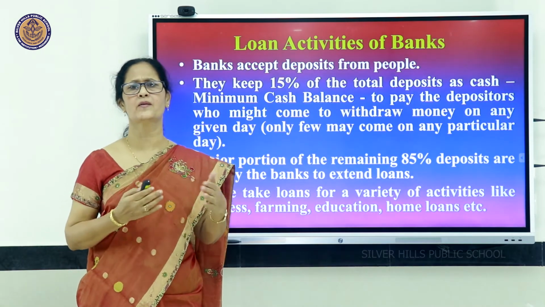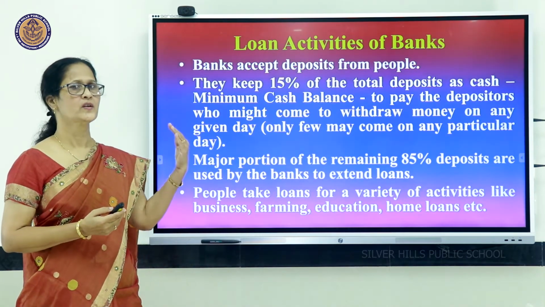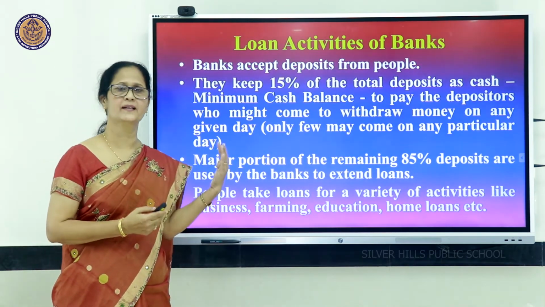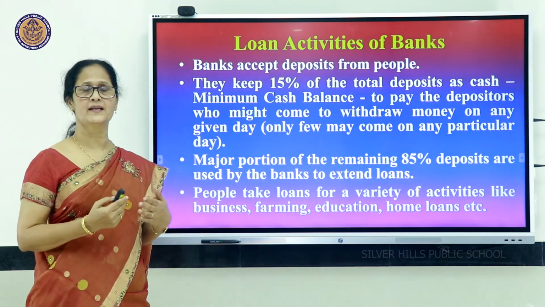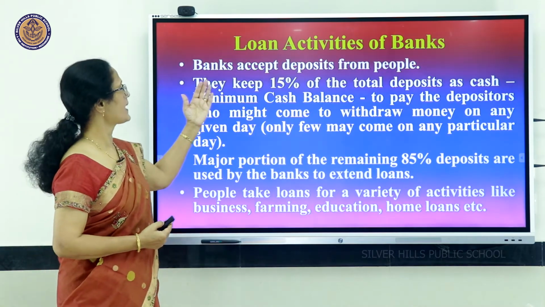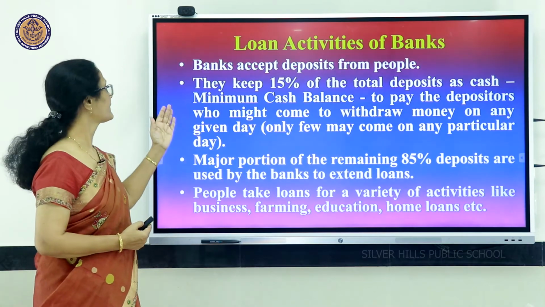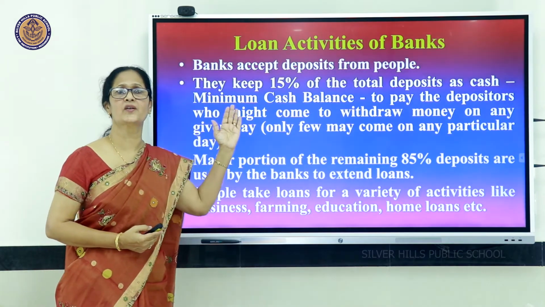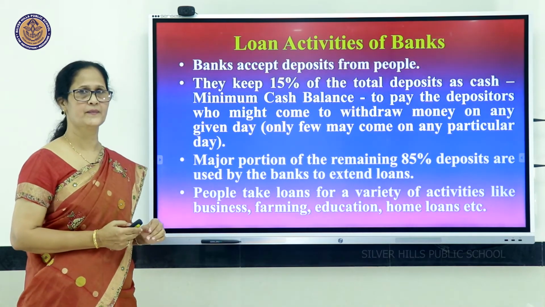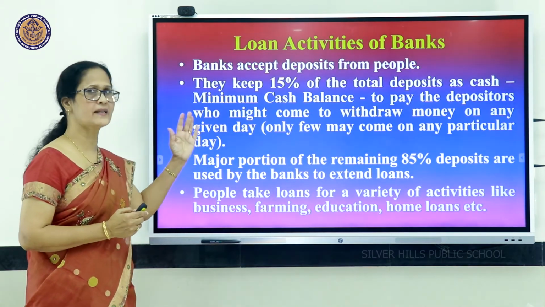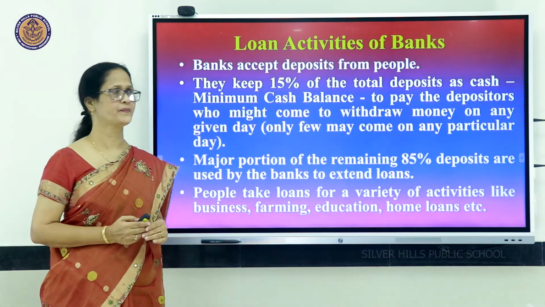So, when we are learning about banking, we have to know its functions, right? So, we finished one function of bank, that is, banks accept deposits from people. Other than that, what do they do? Banks accept deposits from people. And what do they do with it? They keep 15% of the total deposits as cash with the bank. And this 15% cash deposit is called minimum cash balance.